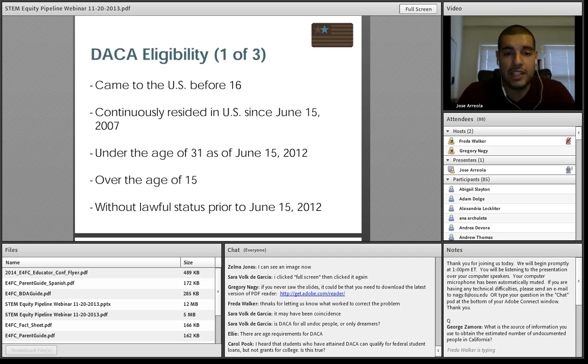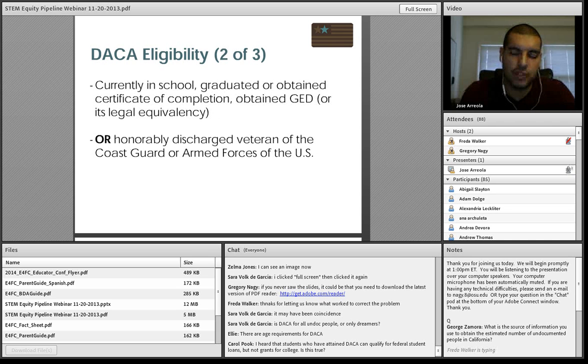You have to have continuously resided in the U.S. since June 15th of 2012. You have to be under the age of 31, and that's a pretty hard age cap. You have to be over the age of 15 unless you're in deportation proceedings. And yes, we do deport young people under the age of 15. So if you're under the age of 15, then you can apply at any time. And then obviously you have to have been out of lawful status prior to June 15, 2012.